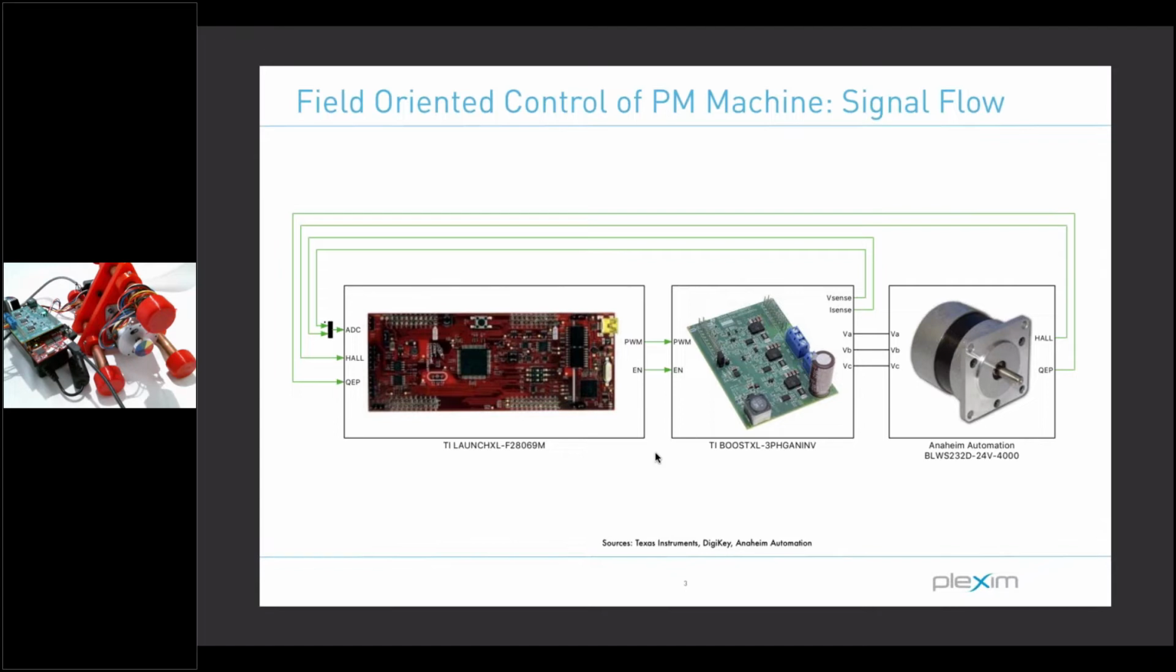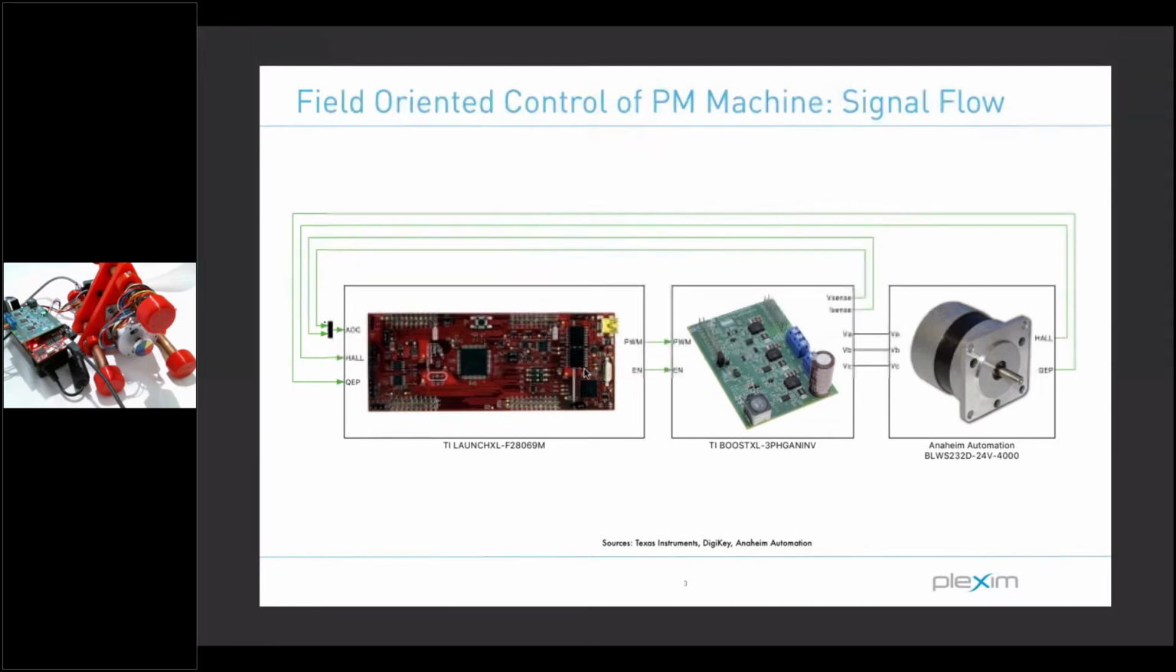So you have the PWM modulator connected from the LaunchPad to the BoosterPack. And then on the BoosterPack, you have voltage and current sensing signals that feed back into the ADC pins of the LaunchPad. The terminal connections of the inverter are also connected to the motor here, and then the Hall and QEP sensors are connected to the QEP input and digital inputs on our LaunchPad device.